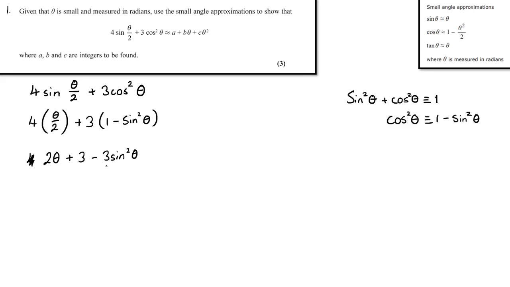So that's going to be minus 3 theta squared. So what I've got then is minus 3 theta squared. We've got the plus 2 theta, and finally we've got the plus 3.